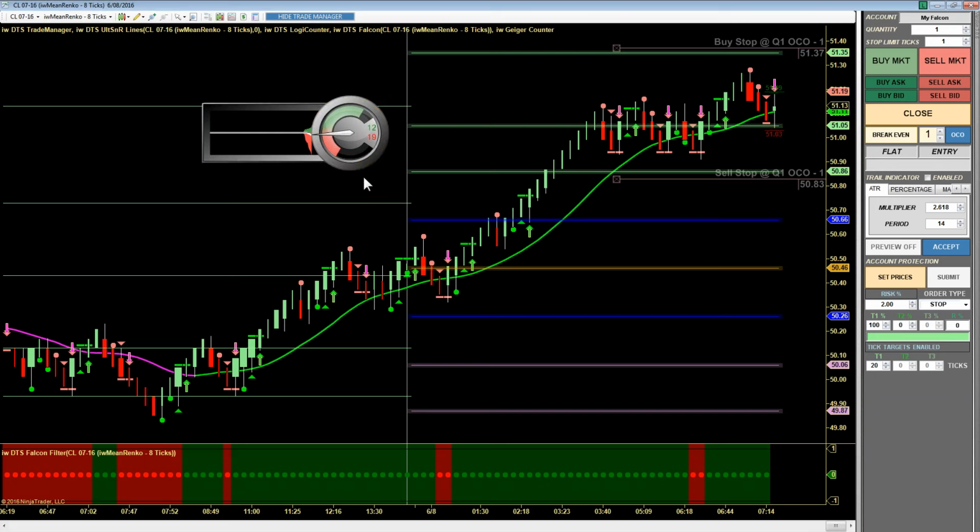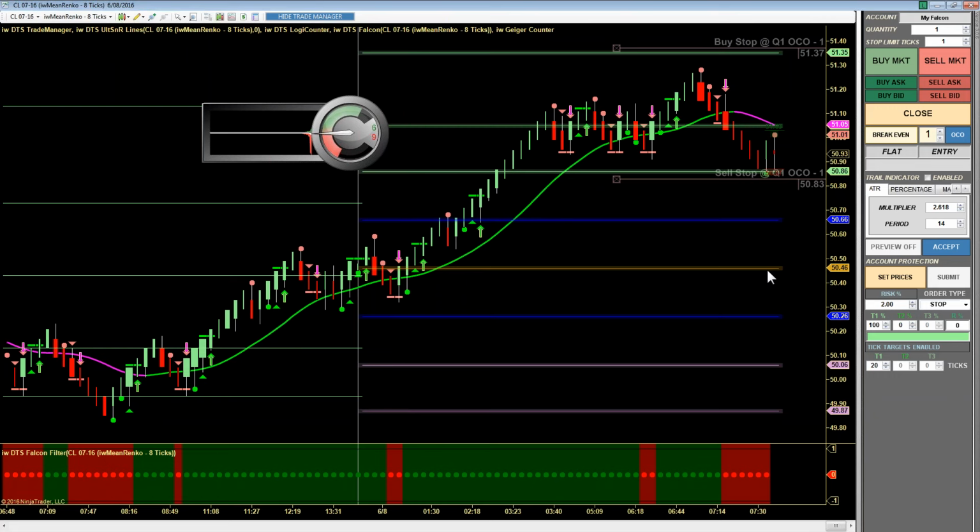As we got about a minute to go, this Geiger counter is going to start going nuts. This dial is going to start going back and forth. And of course, we should see prices go crazy as well. Oh, they held the resistance line.